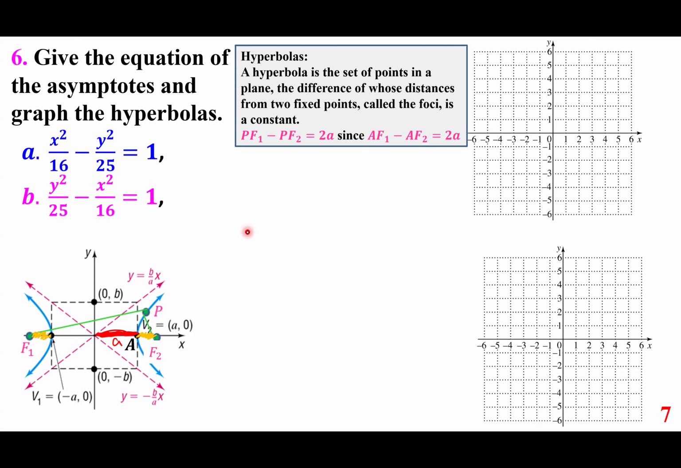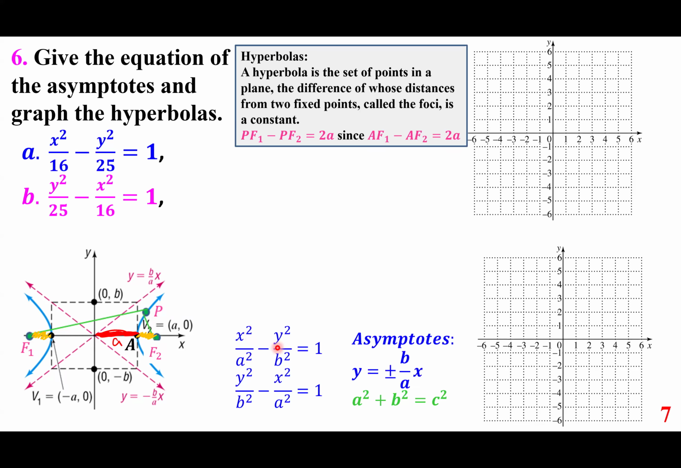Now, whether we have it in the format of x squared over a squared minus y squared over b squared equals 1, or y squared over b squared minus x squared over a squared equals 1, if we keep a squared under x squared in both cases, and b squared under y squared in both cases, y equals plus or minus b over a times x would be the asymptotes. That's not how every text goes by. I go by this one, so the equation for the asymptotes remains unchanged. And a squared plus b squared equals c squared. This doesn't change because a and b are always smaller than c.